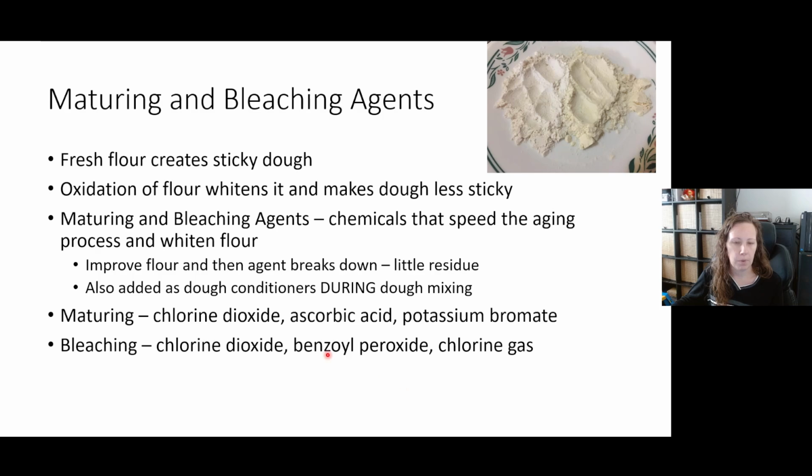Now, I'm not as familiar with these here, but chlorine dioxide, okay, so let's think about what happens when this breaks down. It's made out of chlorine and oxygen, okay? So if it's made out of chlorine and oxygen, if it breaks down, it's going to break down into two things, chlorine and oxygen. Chlorine is a gas, oxygen is a gas. So if these perform their function and then break down, both of those completely evaporate into the air and are no longer a part of the flour. And so that is kind of what this is referring to here, where it's little residue.